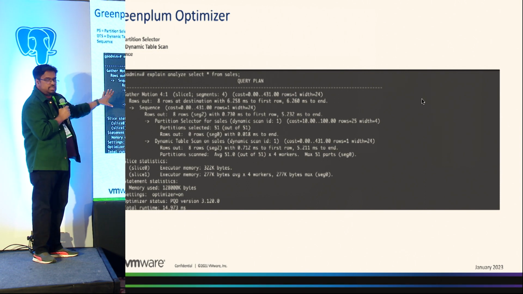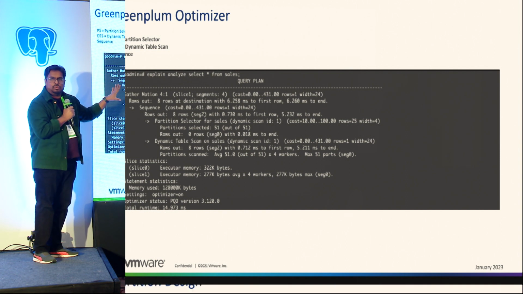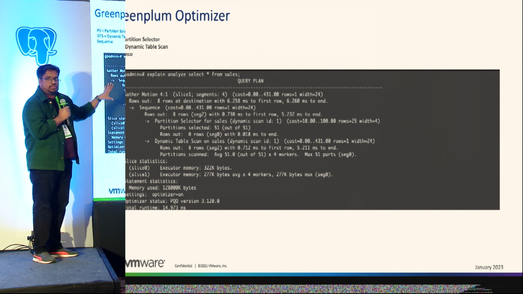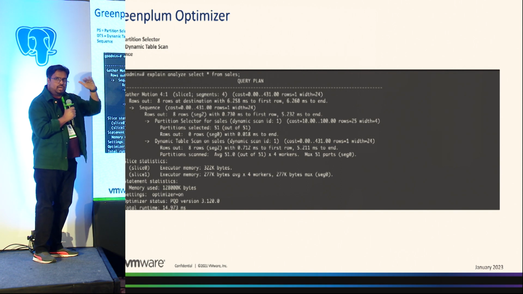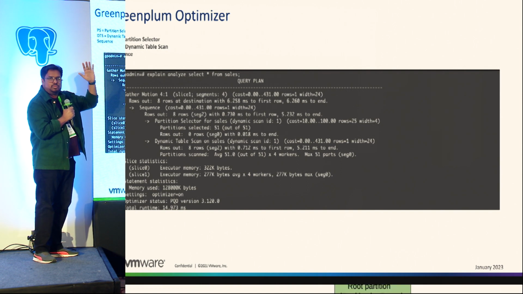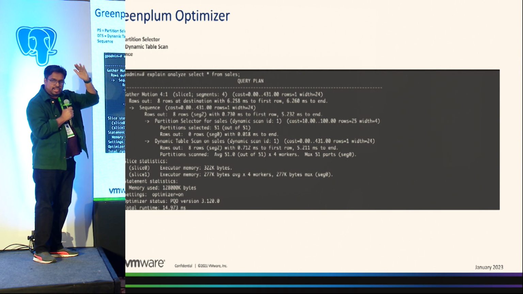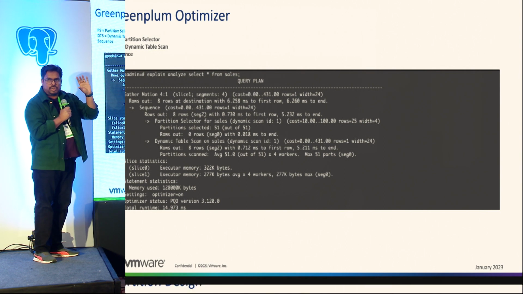So much more compressed, much more readable. One disadvantage I would say is if you want to see exactly how many partitions were selected, the Postgres planner does a much better job. It lists exactly which were read, which were executed, and which was skipped.